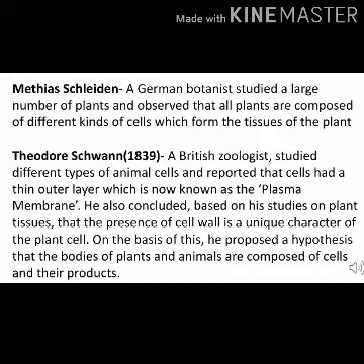Now another scientist known as Theodor Schwann, he was a British geologist and studied different types of animal cells, and he was the first to report the plasma membrane. You can say that he had discovered the plasma membrane as a thin outer layer. And another thing he had discovered, like the plant cell wall, which is a unique character of plants. He had described this thing.